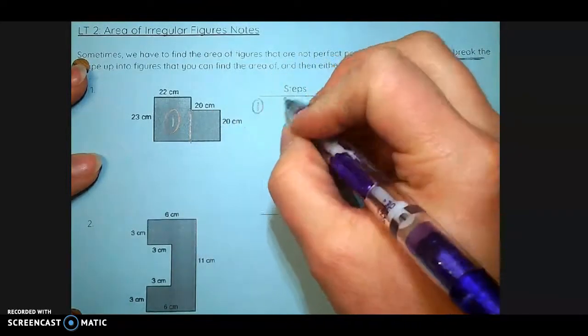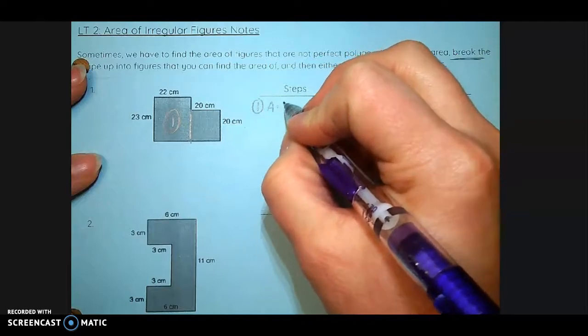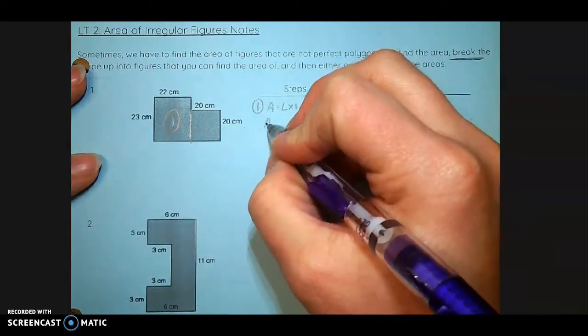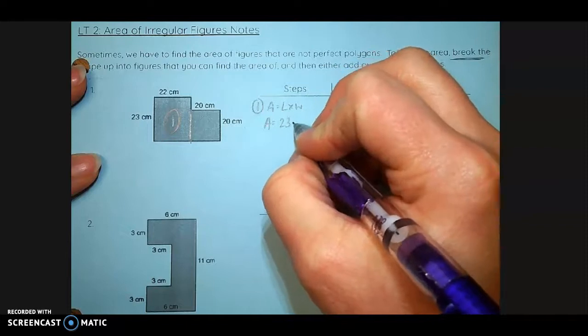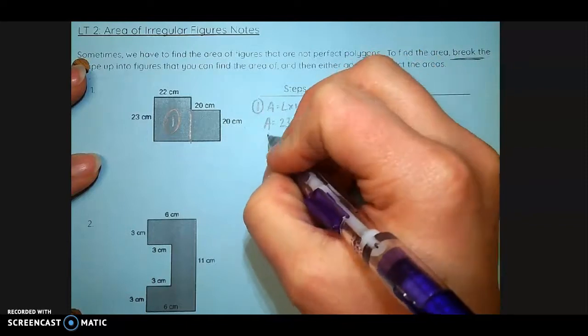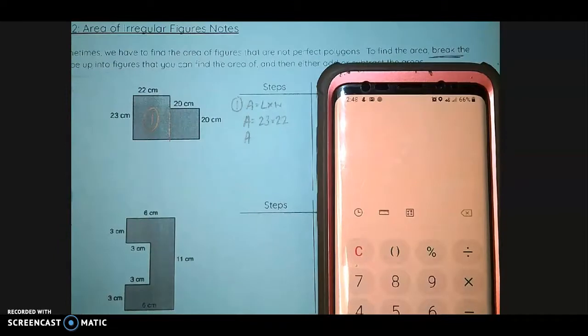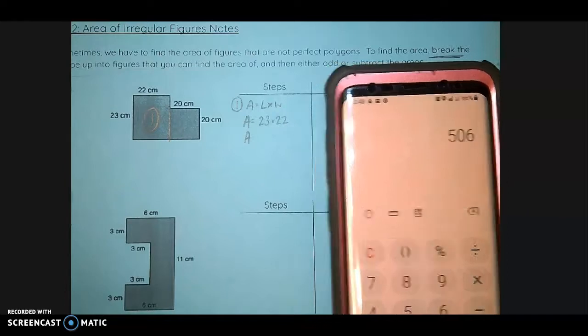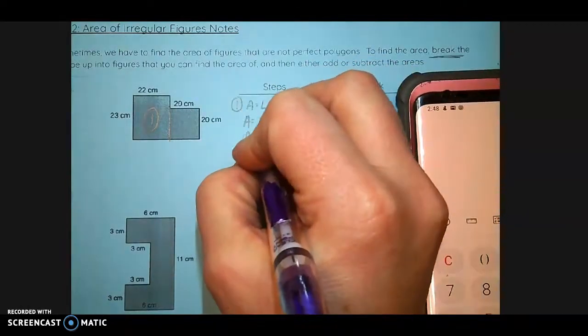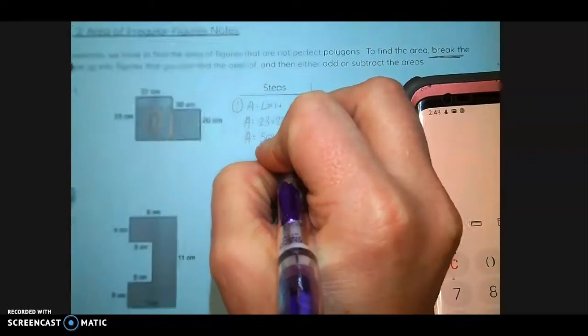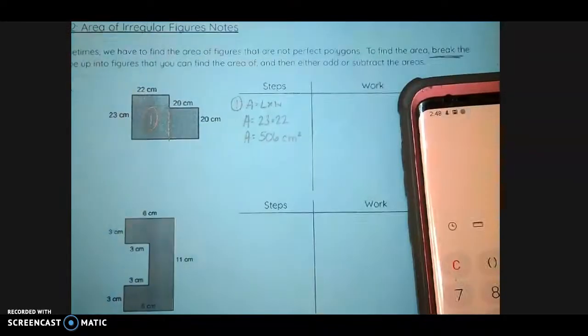So in rectangle 1, to find the area, I'm going to do length times width, and 23 times 22, and that gives me an area for just that first rectangle of 506, and its area, so that would be centimeters squared.